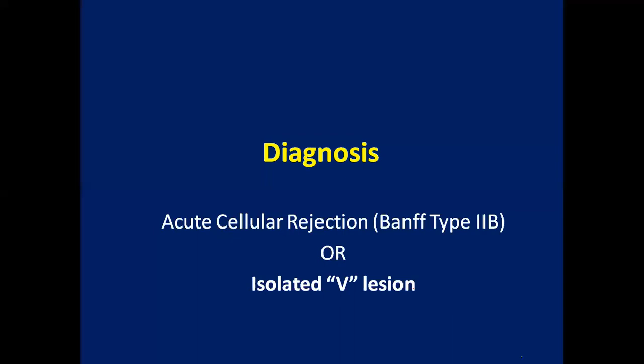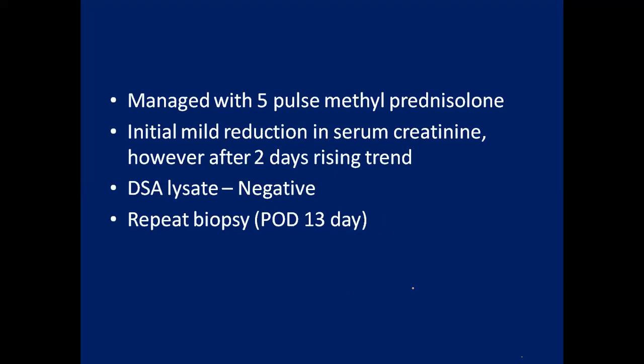And this was labeled as acute cellular rejection, Banff type 2B. Or this can also be labeled as isolated v lesion because there was interstitial inflammation which was just 10 to 15%, not significant. And there was no tubulitis as such. The dominant pathology was in the form of a vascular rejection. Now, this patient was also managed with 5 pulses of methylprednisolone.